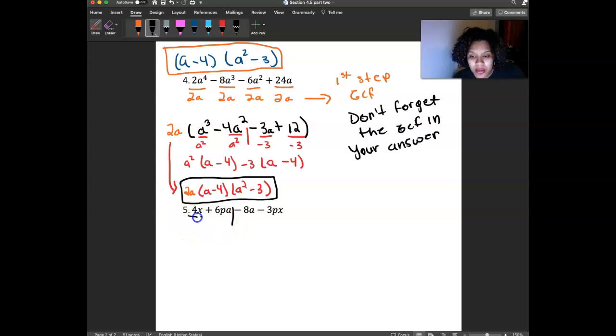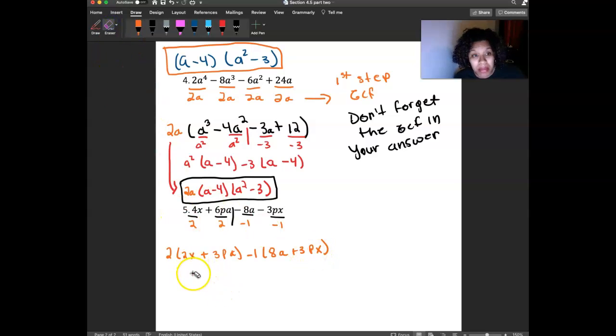What do these two have in common? They both have a 2. And here they both have a -1. Doesn't seem like it's going very far, but let's continue. When you take out the 2, you're left with 2x plus 3pa. And then here, when you take out the 1, you're left with ap plus 3px. Well, that doesn't match, right? It does not match. So what happened?